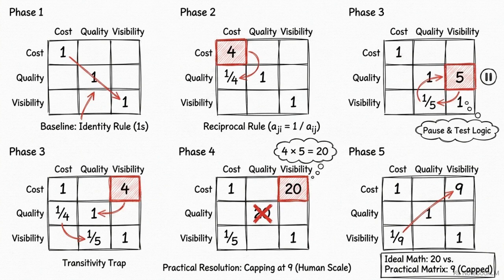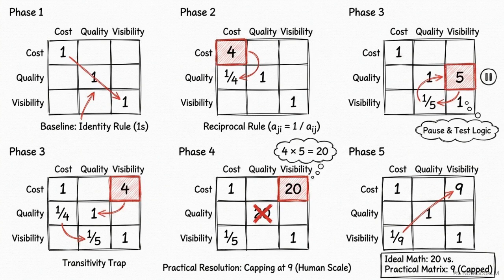Let's test this logic. Pause the video for a moment. If you decide that quality is 5 times more important than visibility, where do the numbers 5 and 1/5 go? The 5 goes into the intersection of the quality row and visibility column. The 1/5 goes into the reverse spot, the visibility row and quality column. The reciprocal rule enforces symmetry. It prevents us from accidentally submitting contradictory logic on the other side of the grid.